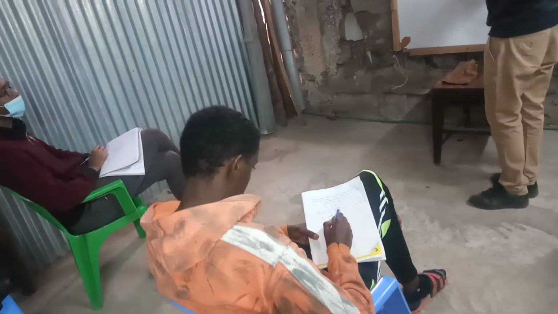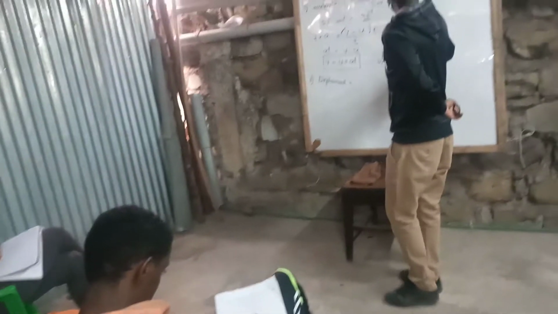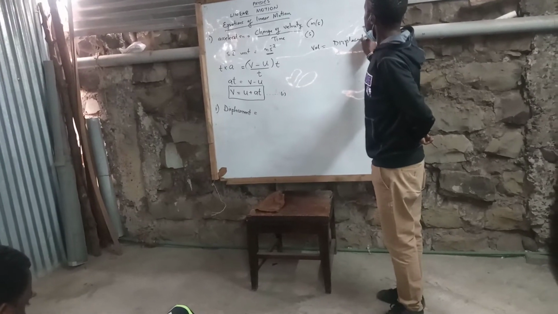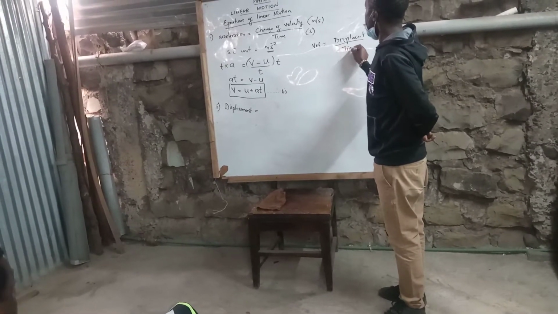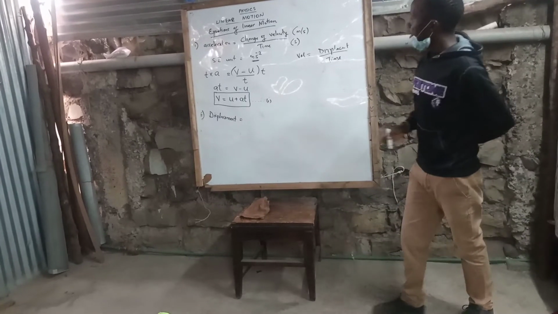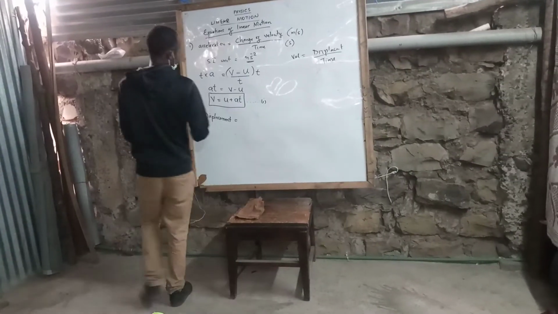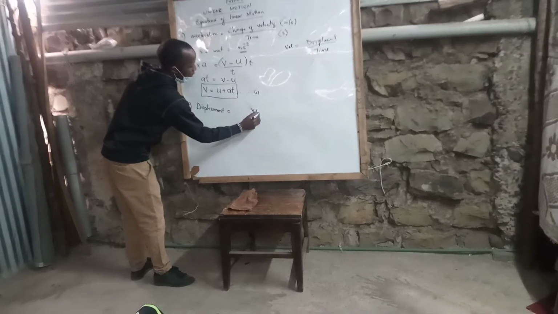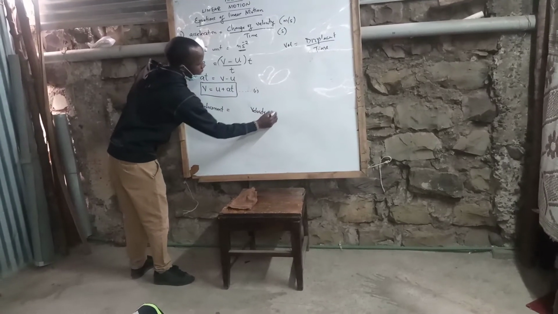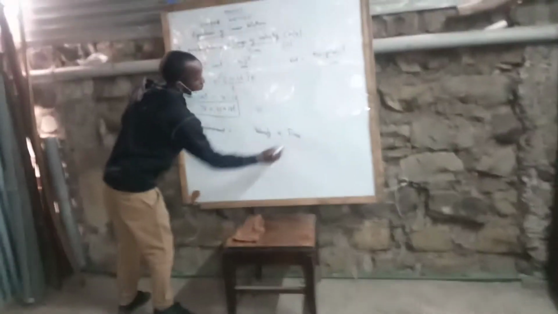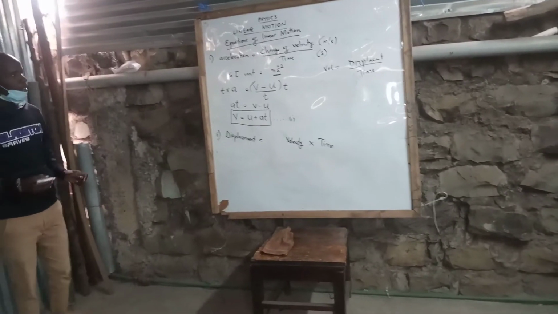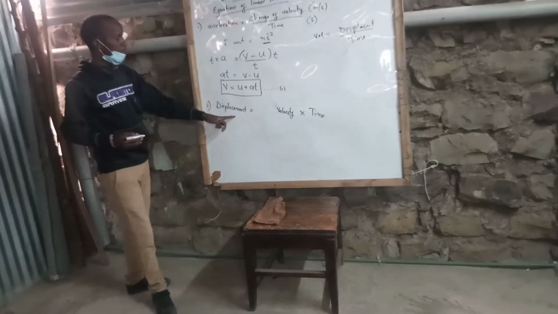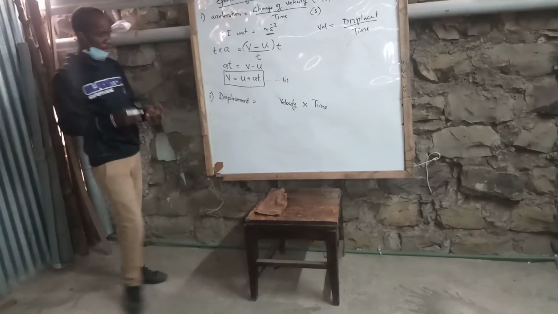Now, if velocity is equal to change in displacement per unit time, so that means displacement will be equal to what? Will be equal to velocity times time. Yeah, because velocity is displacement divided by time, and therefore displacement will be velocity multiplied by time.